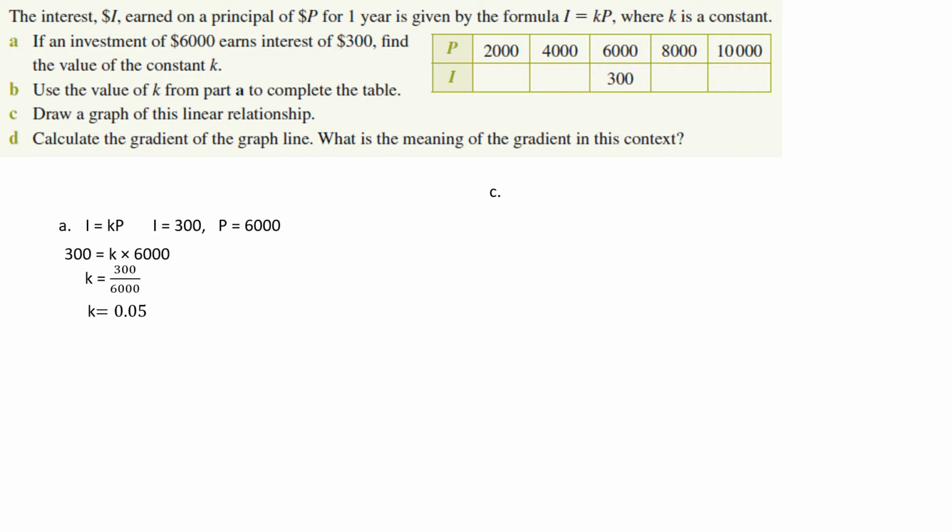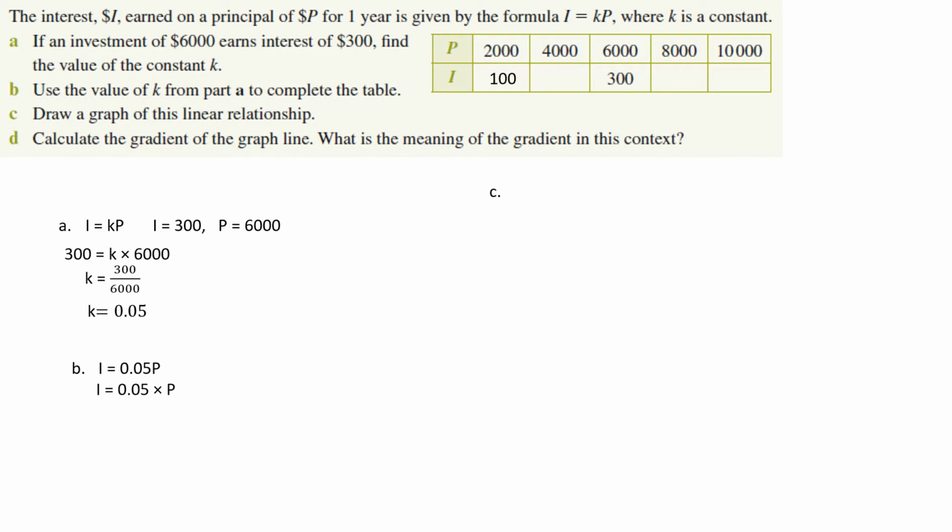Part B. Use the value of K from Part A to complete the table. So if we're looking at the table, we're going to be using the formula I equals 0.05 P because we know K equals 0.05 from our calculations in Part A. So if P equals 2,000, we're going to have I equals 0.05 times 2,000. If you do that on your calculator, you'll get 100.